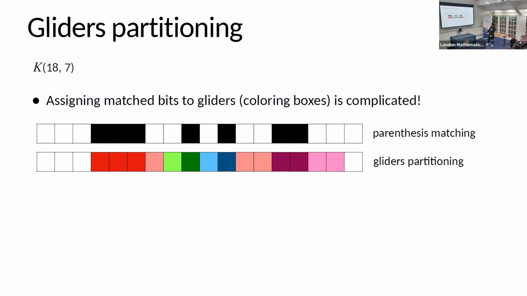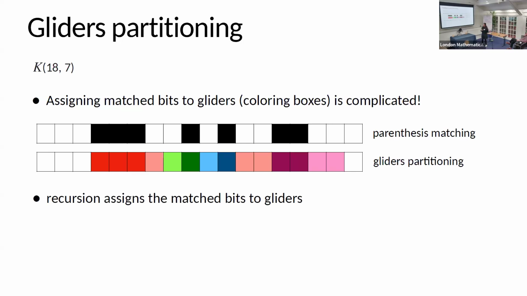If I just give you the picture above, you can come up with lots of different configurations of gliders. You can match them, but it has to be defined in a certain way. That is what we call assigning bits to gliders. That is called glider partitioning, and that part is actually complicated.